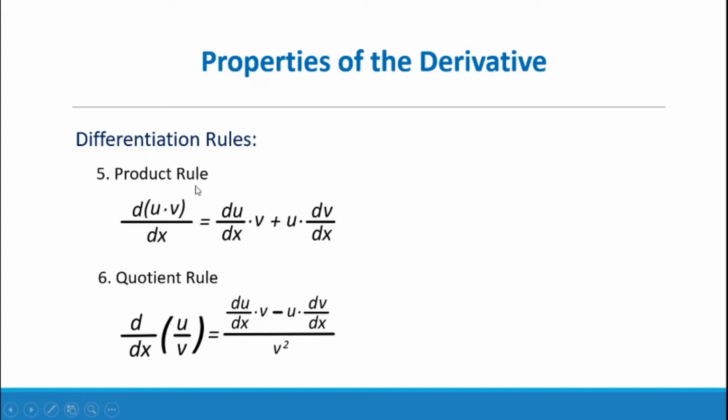Number 5. Product rule. Derivative of u times v is equal to derivative of u multiplied by v plus u multiplied by the derivative of v. Number 6. Quotient rule. Derivative of u over v is equal to derivative of u multiplied by v minus u multiplied by derivative of v, divided by v squared.